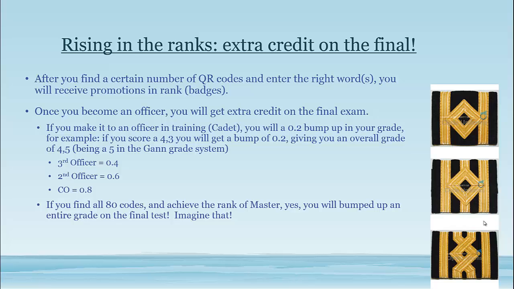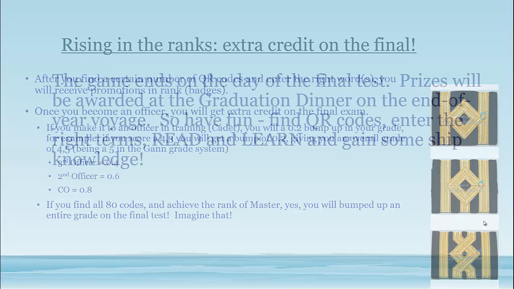So look at this. If you make it to third officer, I'll give you 0.4. Second officer, 0.6. That's over half of a grade. If you make it to CO, 0.8. And if you find all 80 codes and achieve the rank of master, yes, you will be bumped up an entire grade on the final test. Imagine that. And of course you're asking, if I get a 6, can I get a 7? There is no 7 in the Norwegian system, sorry. So that's how it works.